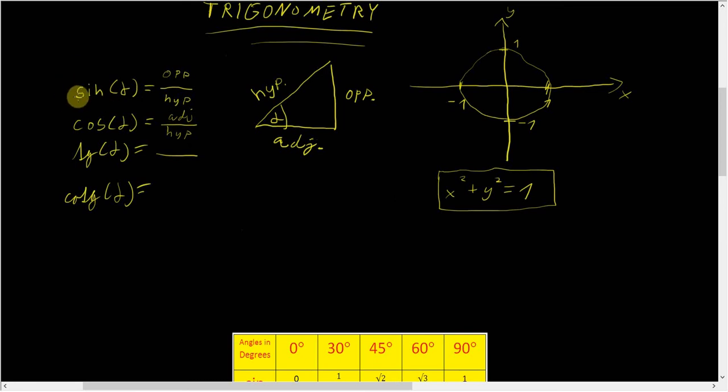Now let's start with the most popular, which is sine. Sine of alpha, that's my angle, is the opposite over the hypotenuse. So this side divided by this side, if it's a right angle. So your triangle has to be 90 degrees here.